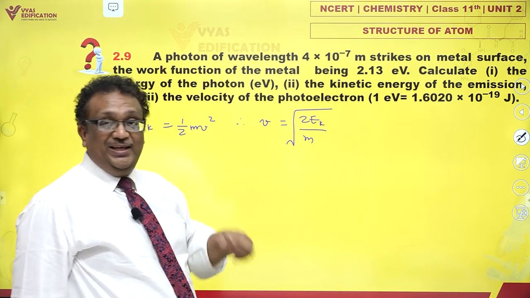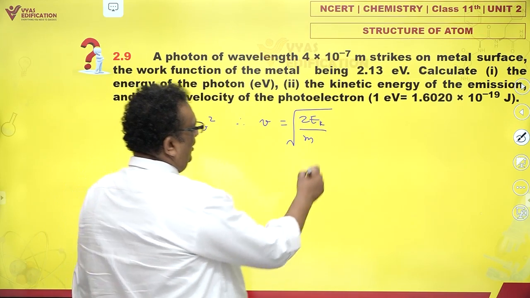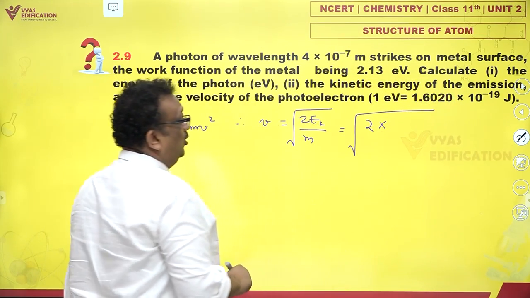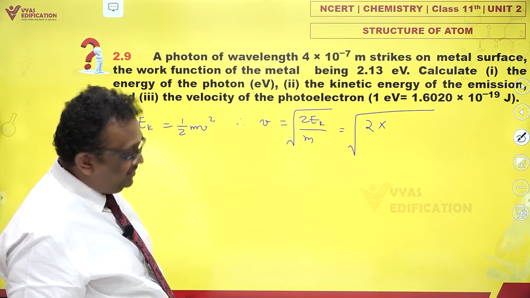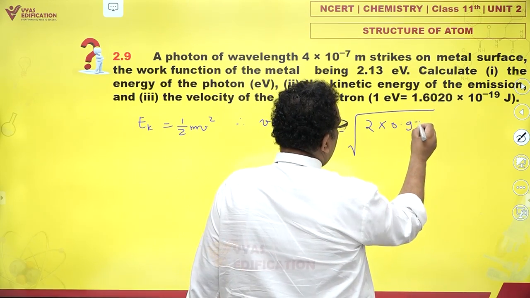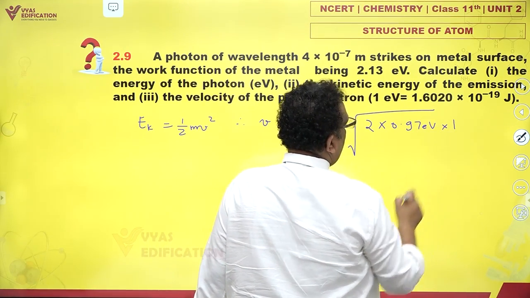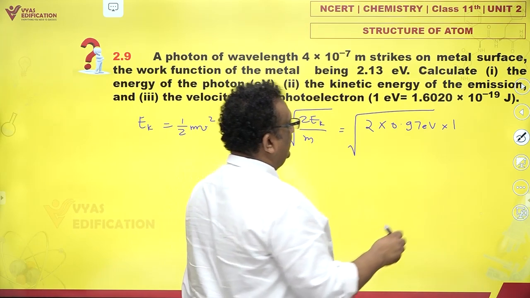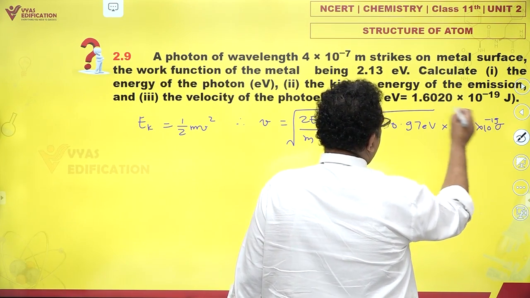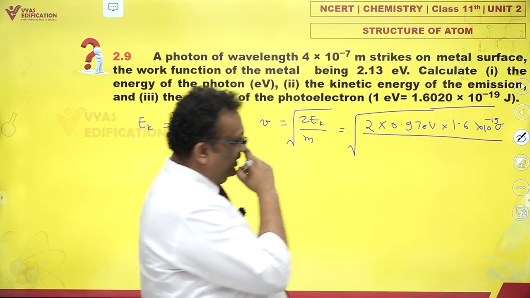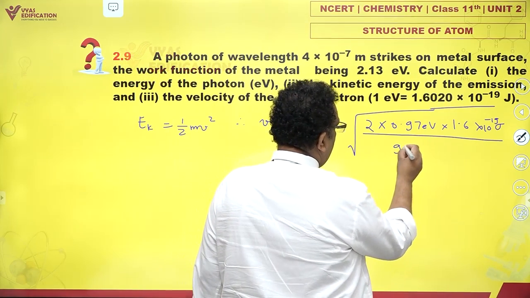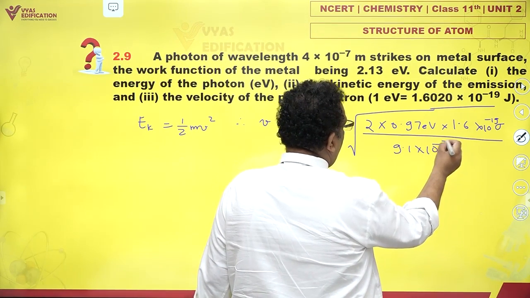Velocity is root of 2 E_k by m. How much is this going to be? 2 times the kinetic energy of photoelectrons. Now we know that we had 0.97 electron volt into, now 1 electron volt is 1.6 into 10 raised to minus 19 joules, divided by mass. Now the mass of an electron is 9.1 into 10 raised to minus 31 kg.